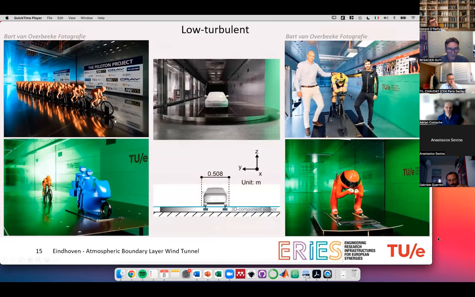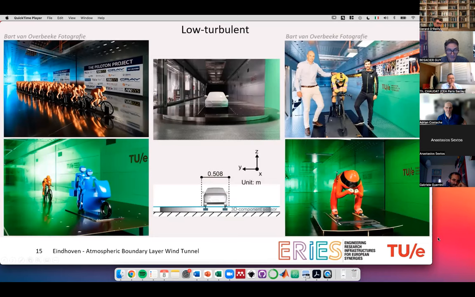So for this, we have a measurement platform with a balance underneath that is movable to different positions and to assess the forces of these objects, let's say. So obviously this would not need to be a cyclist, this could be anything else. In the lower left picture, it's also a cyclist drafting behind a motorbike. We also simulated overtaking maneuvers.